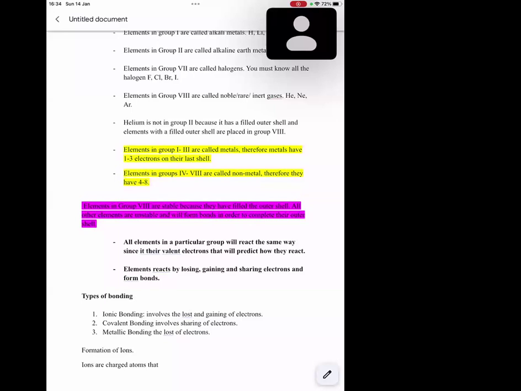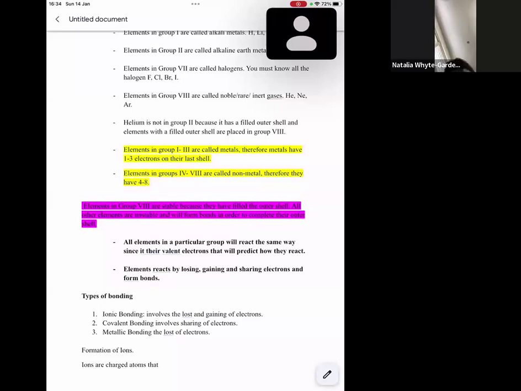No, they are different types of bonds. We have 3 types of bonds. We have ionic bonding, which involves the loss and gain of electrons. We have covalent bonds, which involve atoms sharing electrons in order to become stable. In metallic bonding, this has to do with only the loss of electrons. Metals will lose electrons. Clear?